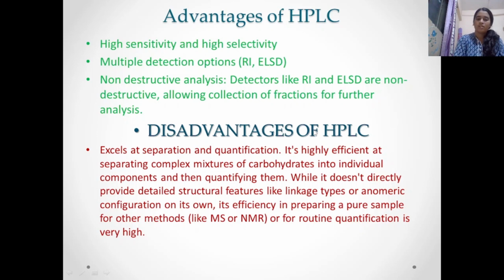There are also some disadvantages of the HPLC method. It excels at separation and quantification, but it does not directly provide detailed structural features like linkage types or anomeric configuration on its own. However, its efficiency in preparing a pure sample for other methods or for other quantification is very high. So we can conclude that the NMR method is more effective than the HPLC method. So this was all about carbohydrates.